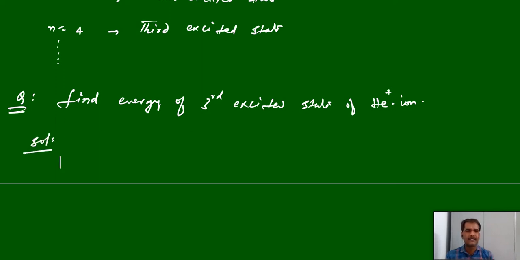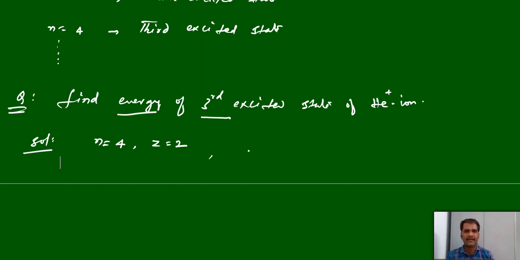Why? Because we are discussing only single electronic systems. Helium plus means it has one electron. If you take normal helium, it has 2 electrons. So after removal of an electron, we will get helium plus. So what should be the solution here? Third excited state means n equal to 4. And helium means what is the atomic number? Z equal to 2. And they are asking to calculate the energy.